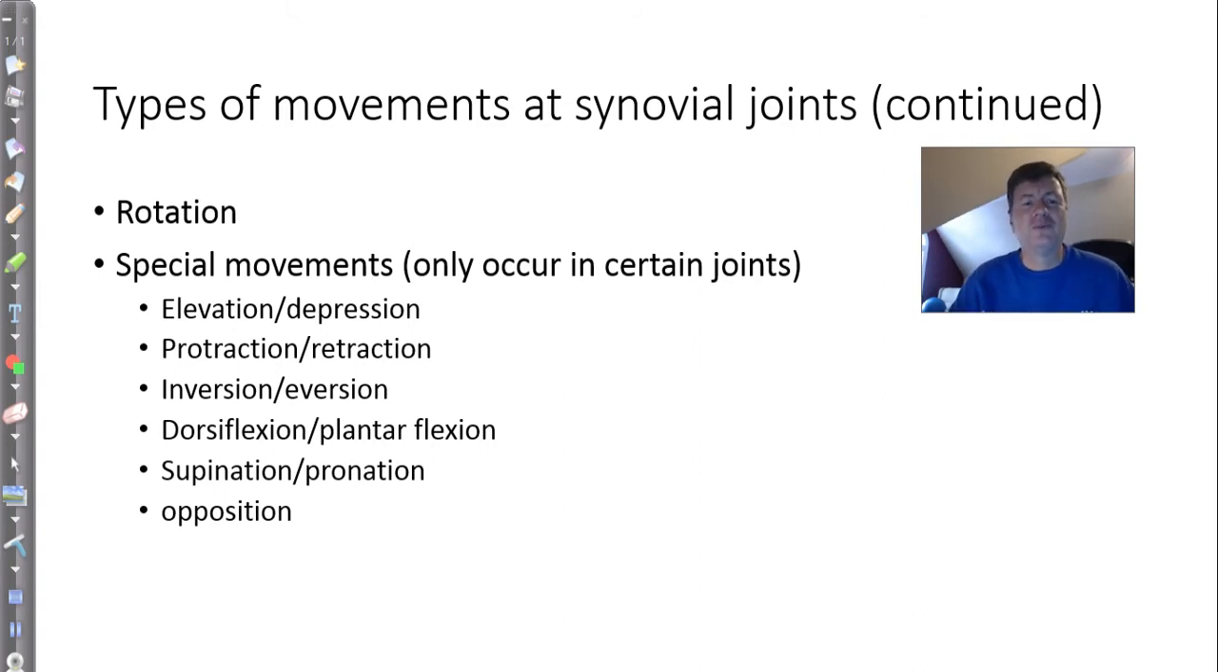And then we have the special movements, which only occur at certain joints. And again, the video will show you these as well, but elevation and depression: you can elevate your shoulders, you can depress your shoulders. You can elevate your jaw, you can depress your jaw. So those only concern shoulders and the jaw. Protraction and retraction, I can't do this one, but you could protract your jaw, you could sort of throw your jaw forward, or you could retract your jaw and bring it back. So protraction and retraction only involve the joint, the TMJ, or the mandible.